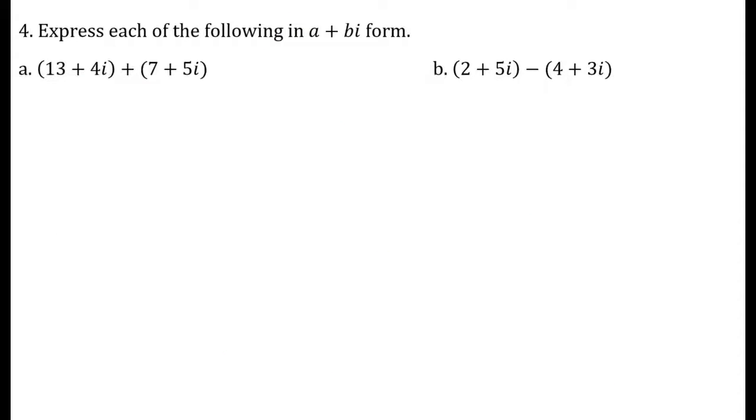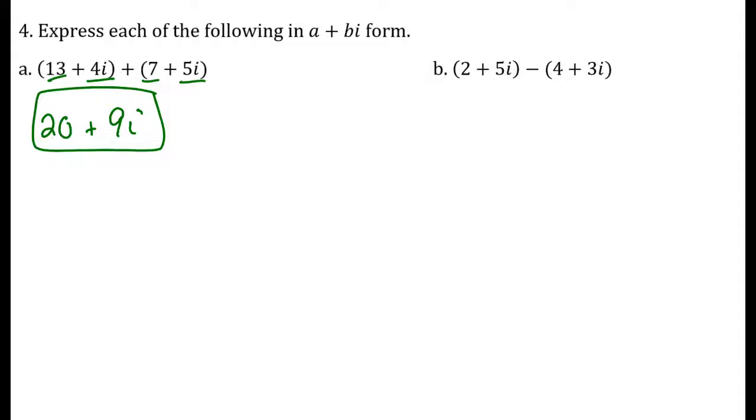4. Express each of the following in a plus bi form. More complex number arithmetic. Can you add complex numbers together? That's important. Well, when we add complex numbers, we add the real parts, 20. We add the imaginary parts, 9i. Done. The sum of those two complex numbers is 20 plus 9i.